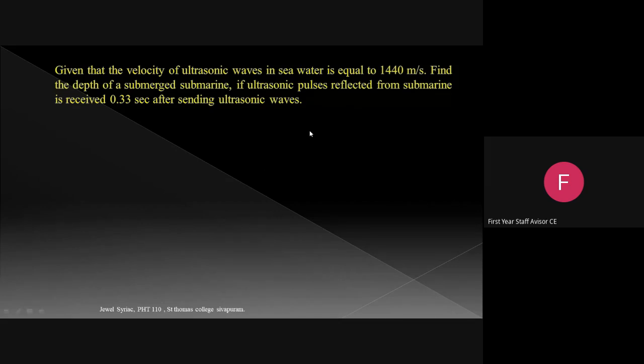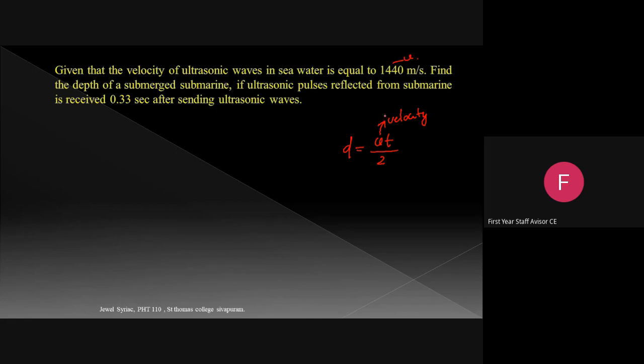We know d is equal to vt by 2. D is equal to the distance in which this ultrasonic pulse moved, രണ്ട് സൈഡിലേക്ക് മൂവ് ചെയ്ത ഡിസ്റ്റൻസ്. Or sorry, depth D is equal to the distance the ultrasonic wave moved in one direction, given as vt by 2. What is v? V is the velocity. Velocity is given.